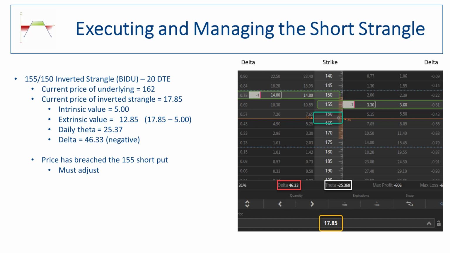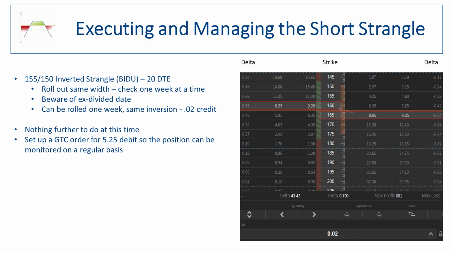Price having breached the short 155 put on a strong up move in BIDU necessitates an adjustment. When adjusting an inverted strangle, the goal is to roll out for as short a period of time as possible for a zero or credit. The implied volatility of BIDU is elevated, which allows the current position to be rolled out 1 week.